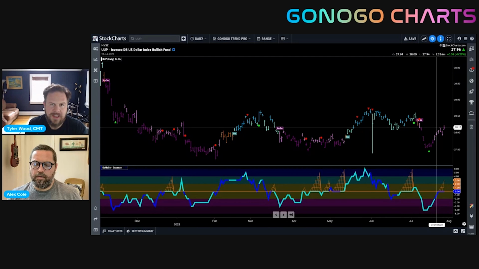And then what we're seeing in that lower panel, same concept, blending multiple momentum indicators, a relative volume quotient, as well as a volatility indicator that's custom to GoNoGo Charts. So this is the complete view of the technical landscape for the US dollar.